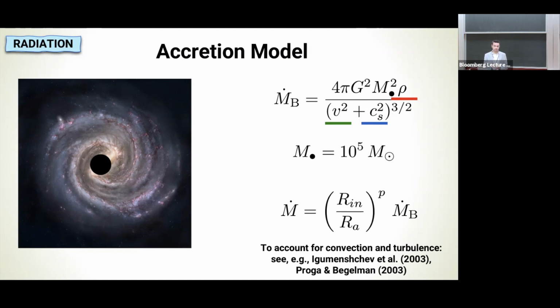So it seems from simulations that the Bondi model is not accurate enough. It provides accretion rates that are too large. And so we corrected this with a factor that leads to lower accretion rates.